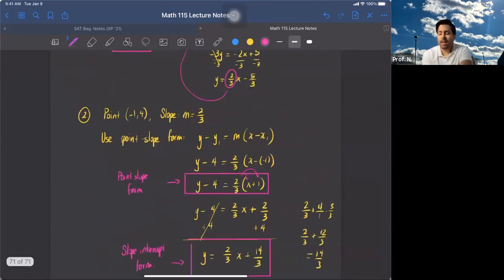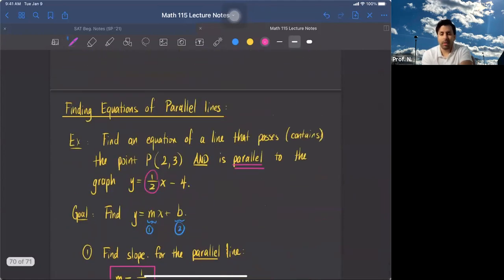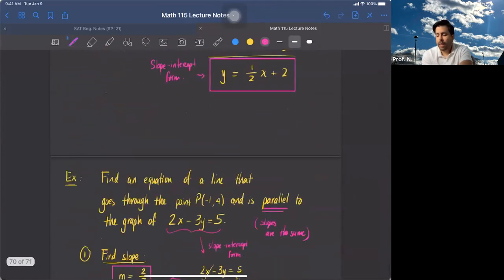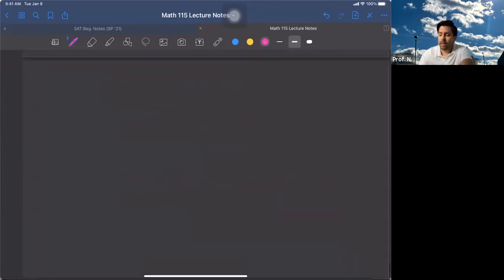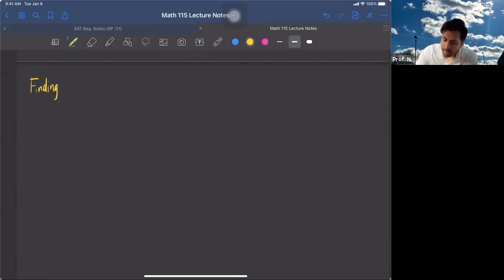Now we're going to do the same exact kind of thing in terms of finding the equations, but now we're going to find the equations of not parallel lines, but perpendicular lines.